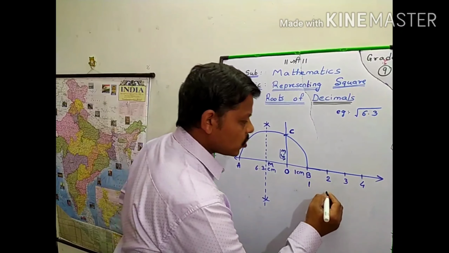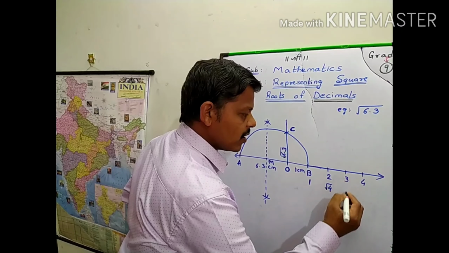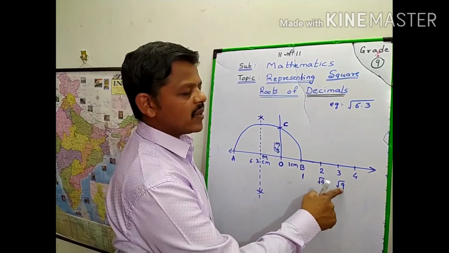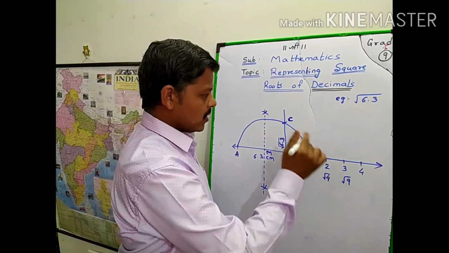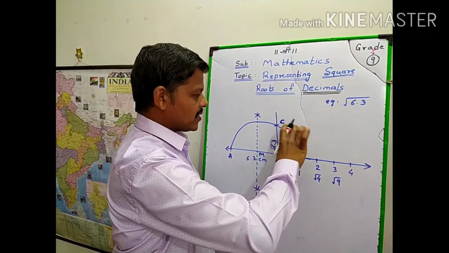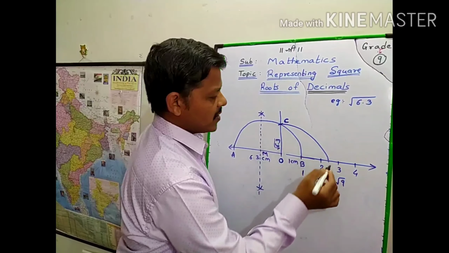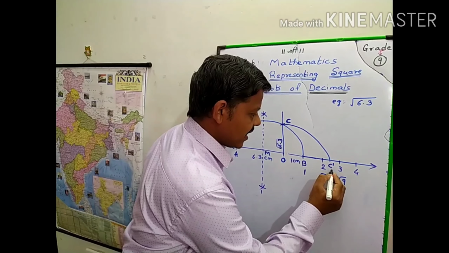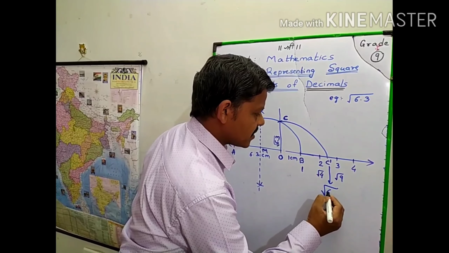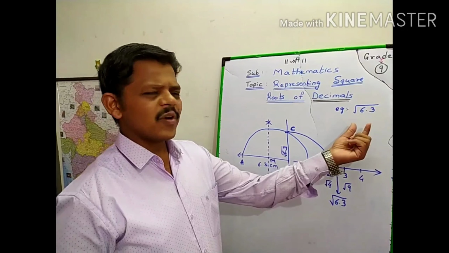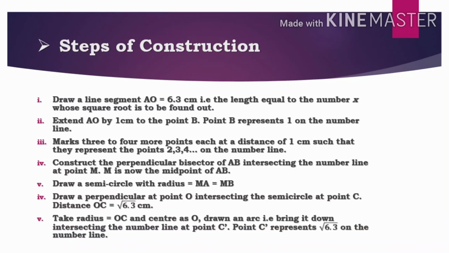Yes, see, root 2 we know was root 4. 3 was root of 9. Means root 6.3 will lie between these two. So if you take this on the compass and just draw an arc, it will fall somewhere in between. This becomes your C dash, and this C dash represents root 6.3 on the number line. So this is how you get root 6.3. Very, very easy procedure. You can see the steps on the board on your screen right now. Yes. So this is how we are going to construct this.